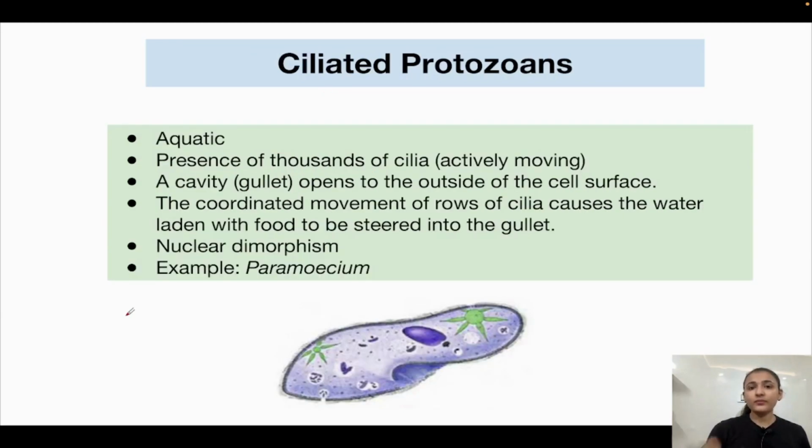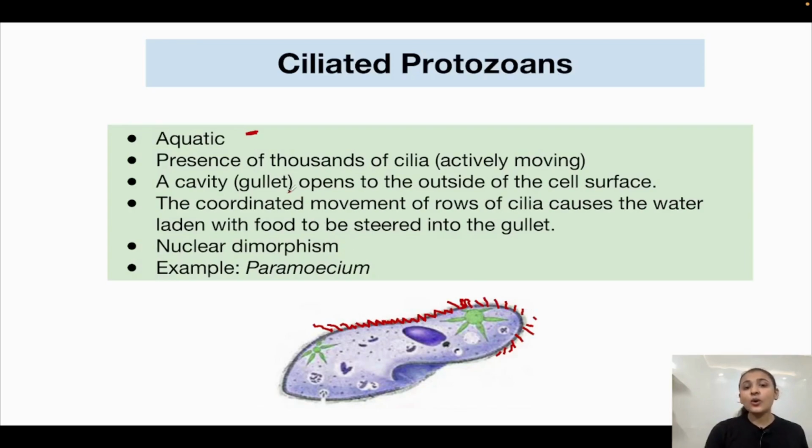Coming to ciliated protozoans, they are aquatic. पानी वाले environments में पाए जाते हैं. Presence of thousands of cilia, because of which they are actively moving. Ciliated protozoans के जो body होते हैं उनके ऊपर thousands of cilia are present, जिसकी वजह से they are actively moving. Because cilia help in movement.